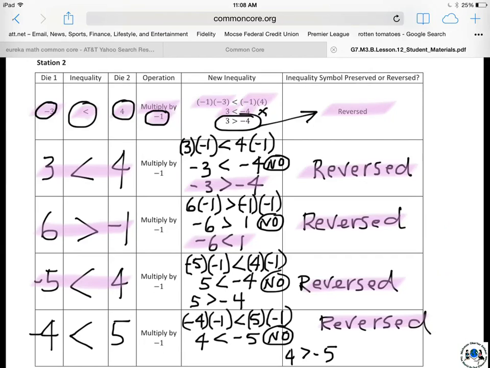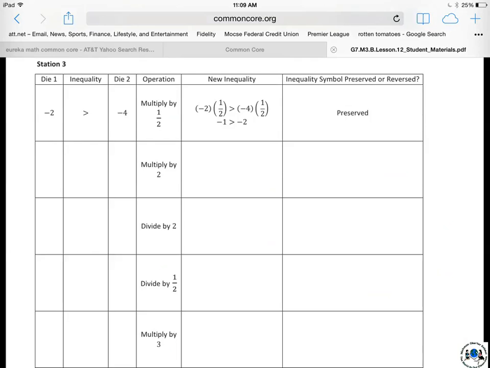Negative 4 is less than 4, but 5 is greater than negative 4. Negative 4 less than 5, but 4 is greater than negative 5. Okay, so multiplying by negative 1 in all of these situations reversed everything. Okay, and a good thing to look at, a good thing to know. Okay, let's move on to the next station. That's the end of that station.